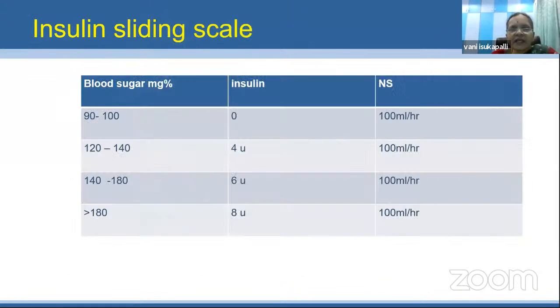What is this insulin sliding scale? Depending on the blood sugar levels, it shows how much insulin has to be given, to be added to normal saline, and what the rate per hour is. So everything is depicted on the insulin sliding scale, easy for everyone to practice. This insulin sliding scale should be pasted in all labor wards which are handling GDM cases for delivery.